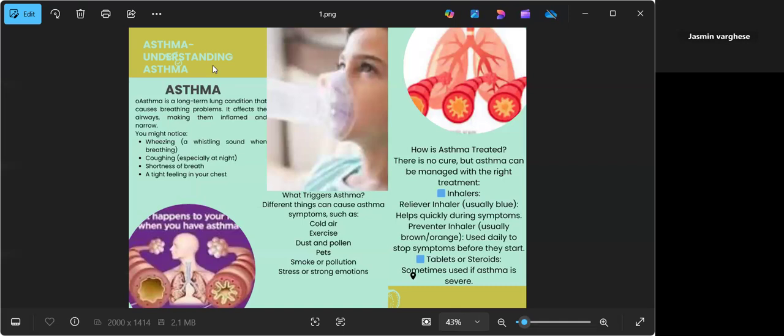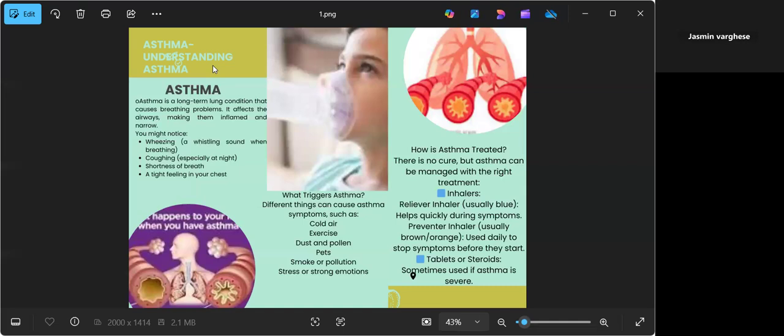Maybe something like, as I said, Understanding Asthma. Or you can also add along with this, Breathe Easy, Live Well. That heading itself will give an impression to your leaflet. Then let's think about the content. Always start the content with an introduction.